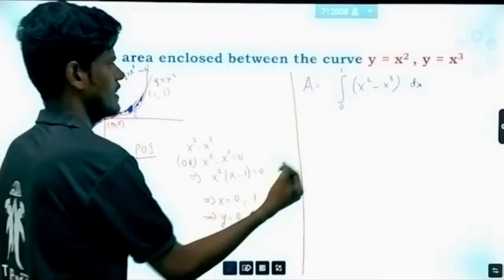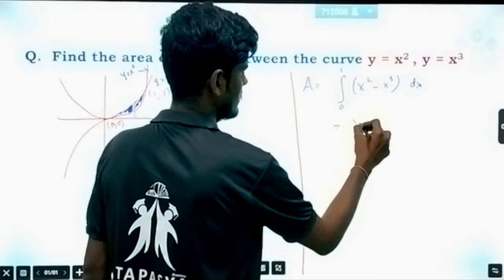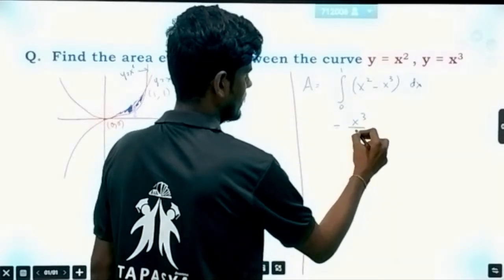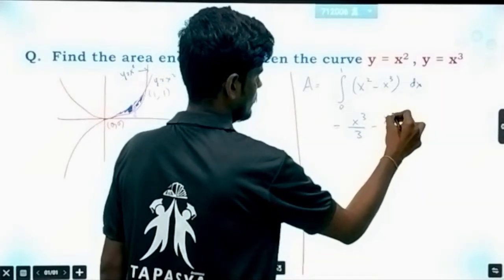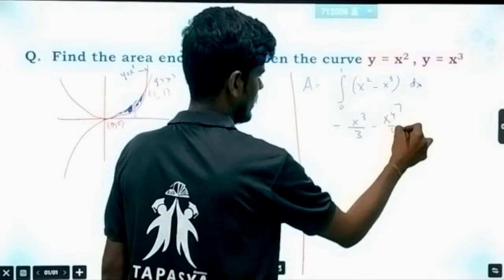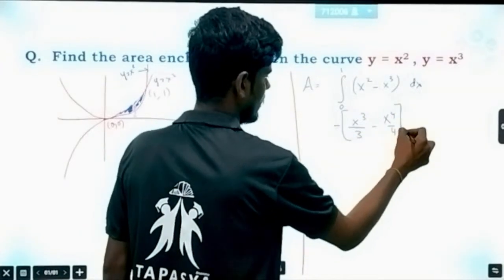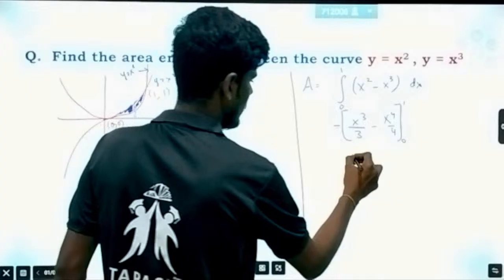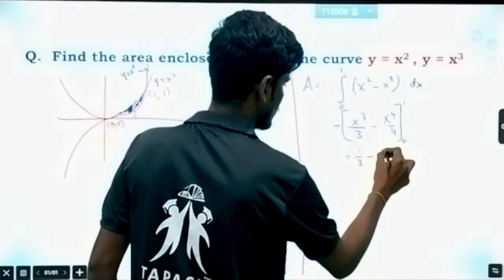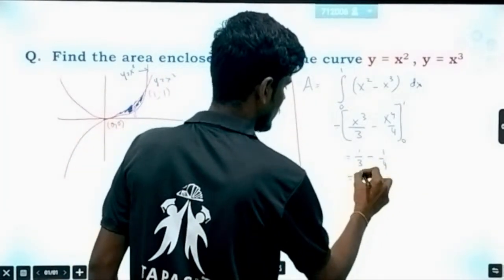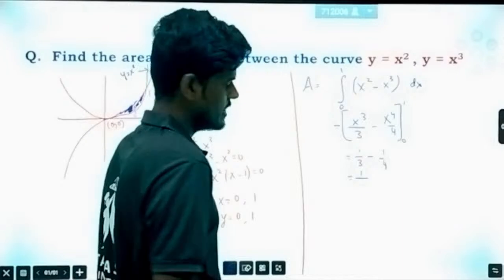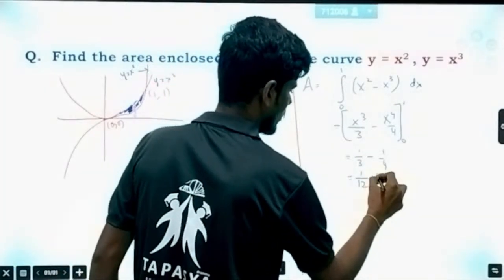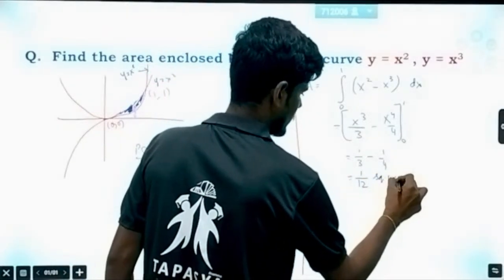That is it. Now integrate and substitute the limits. This will be x cube by 3 minus x power 4 by 4, with limit between 0 to 1. Obviously lower limit is 0, upper limit will be 1 by 3 minus 1 by 4. That is equal to 1 by 12. 4 minus 3 is 1 divided by 12. 1 by 12 square units.